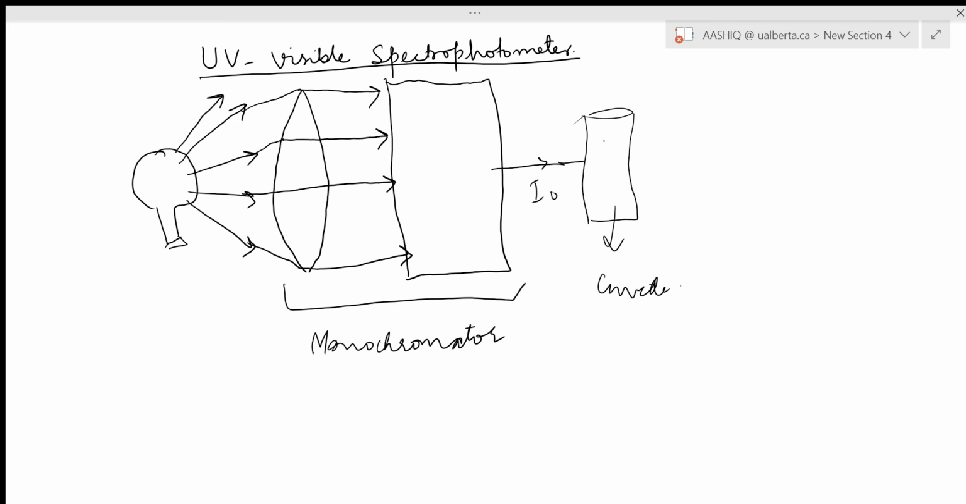Then the solution here absorbs some of the radiations and transmits some of the radiations. Let's say the intensity of the transmitted radiations is I. So up to now, the radiations were collimated, then a single wavelength was selected which entered into the sample. The sample absorbed some radiation from this, and the intensity of the transmitted radiation was I. Then after this, what the spectrophotometer has to do for us is tell us what the intensity of the transmitted radiations is. In other words, it has to tell us about I, right?